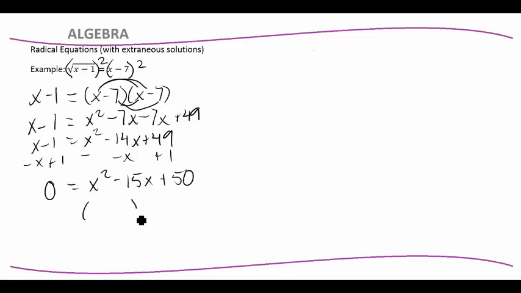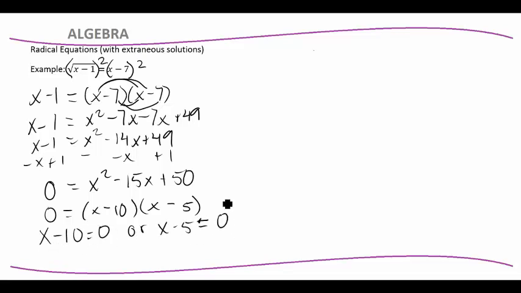And now we can factor this. So we're going to have x and x. Now we need two numbers that multiply to be 50 and add to be 15. 10 and 5. So they're both negative because it's positive 50 and negative 15. And since we have the zero property rule, it allows us to take each one and set it equal to 0. So we have x equals 10 or x equals 5.